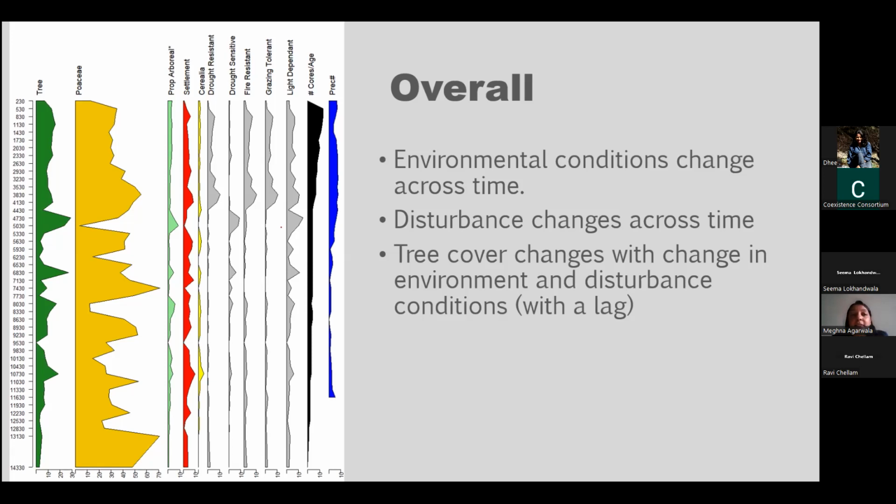Then if we look at some disturbance regimes, so here you can look at settlements, cereals, droughts, fire-resistant plant species, grazing-tolerant plant species. You can see they are fluctuating with time. And then you can see that tree cover and grass are changing with time. And so it seems that tree cover changes with change in environmental conditions and change in disturbance regimes, and there's a little bit of a lag.